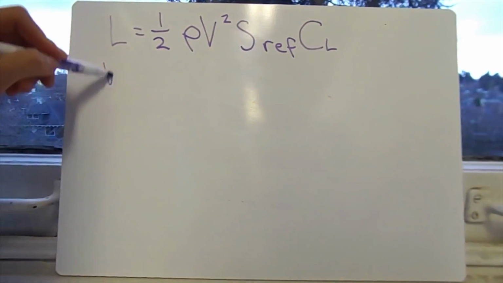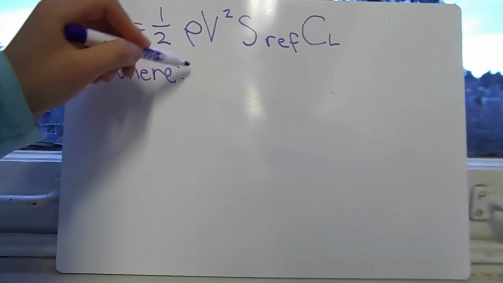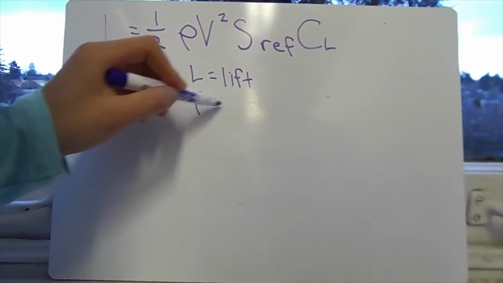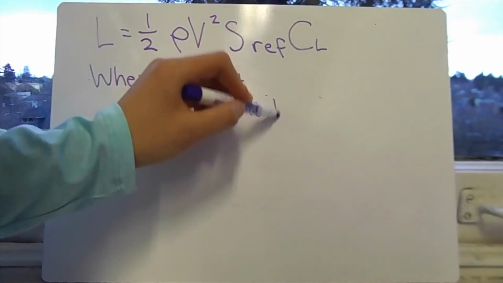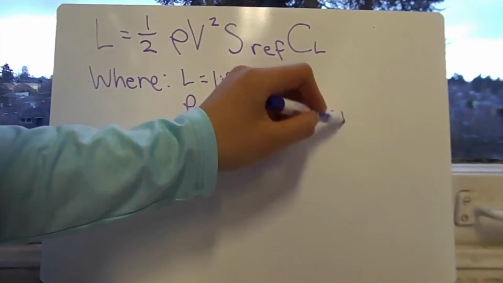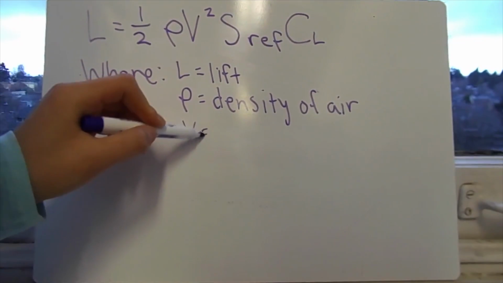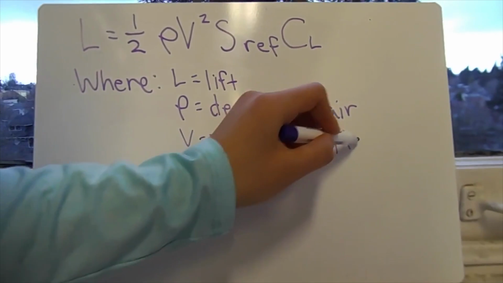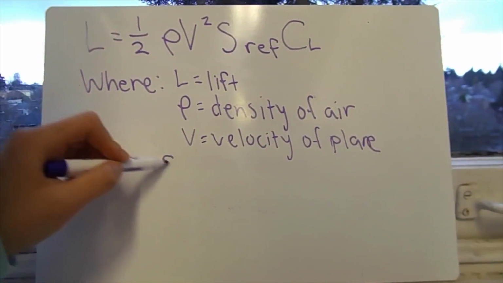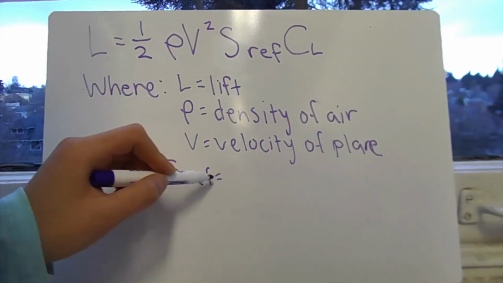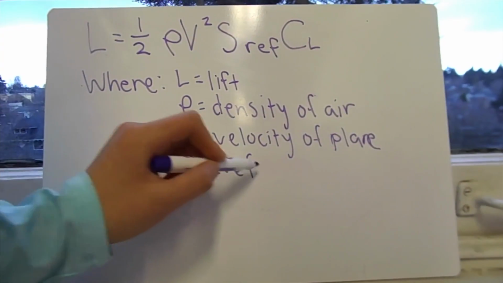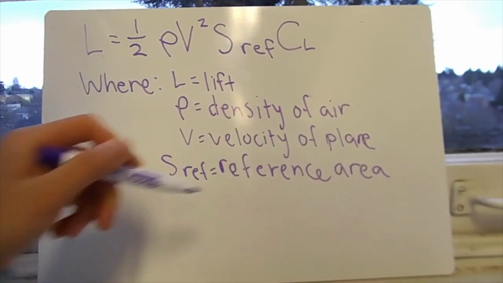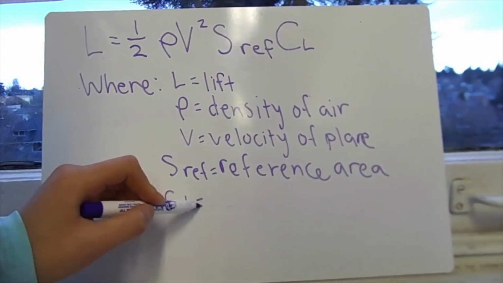The second formula is to find the lift of the airplane, where L is the lift, rho is the density of air, v is the velocity of the aircraft, S_REF is the reference area. It is the area of the wing viewed from overhead. C_L is the coefficient of lift.